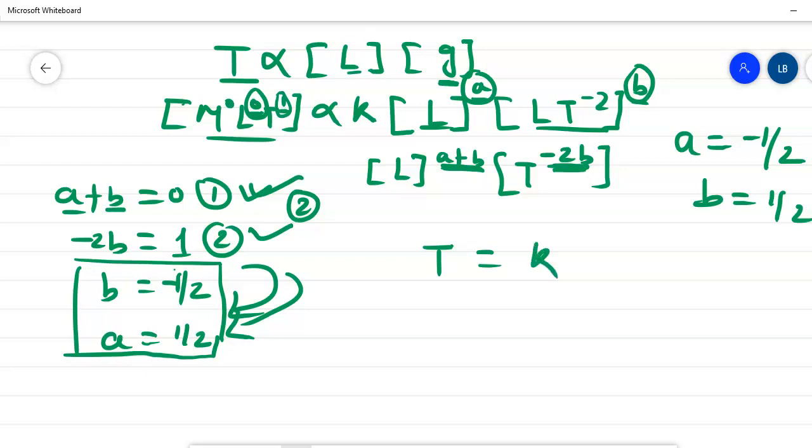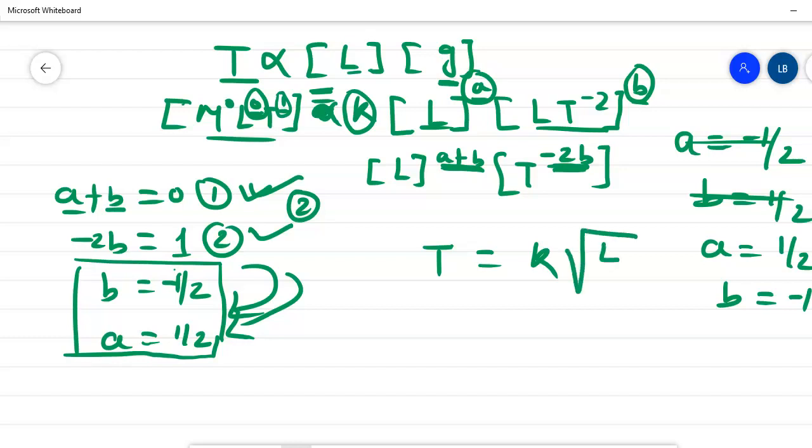Okay, if you are applying a constant, then the proportionality sign will disappear and the equal to sign will come into the picture. So T equals k into L to the power a, g to the power b. Here I got a is plus half and b is minus half. So a is plus half, so I take root over L by g. I got the formula.